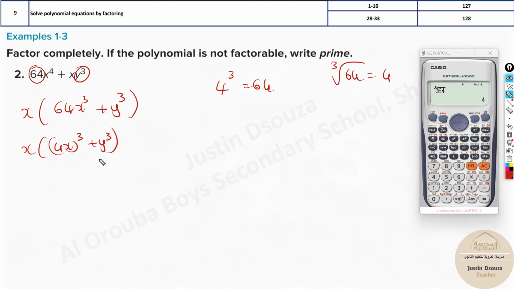Now you can use the formula we had written a while ago. It is 4x plus y the whole, that's one term, sorry. And then the other term is what? 4x the whole square, not cube, it's the square, so it is 16x squared plus, multiply these two terms, AB, that is 4xy, and lastly y squared. This is the answer. You can multiply the x inside, that's fine. This will be the answer.